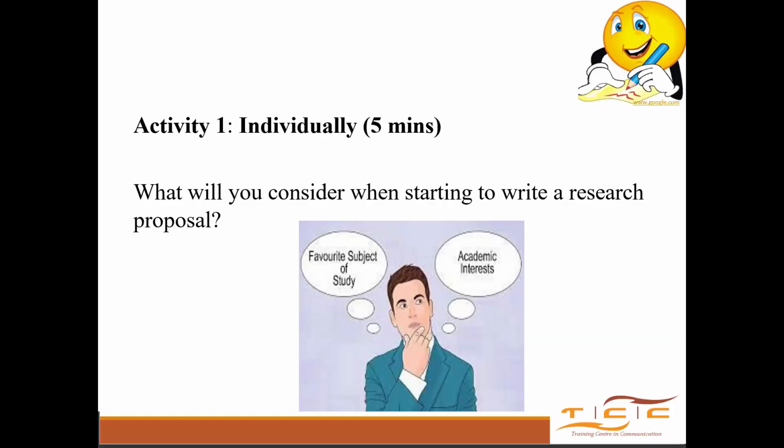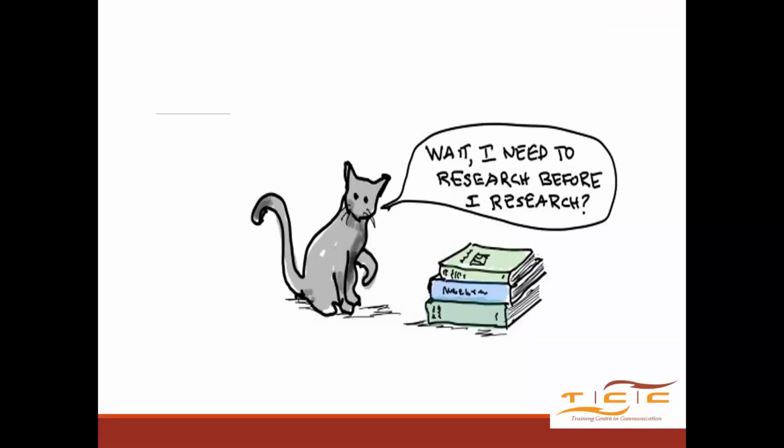So, as we said, what is it that you consider when you want to start writing a proposal? There are several things. Maybe your favorite subject or study, academic interest, whatever is now trending in your field that can pique the interest of other researchers, because you also don't want to do something that has been overstudied or something that is too basic for a PhD or for a master's. Those are just the normal things.